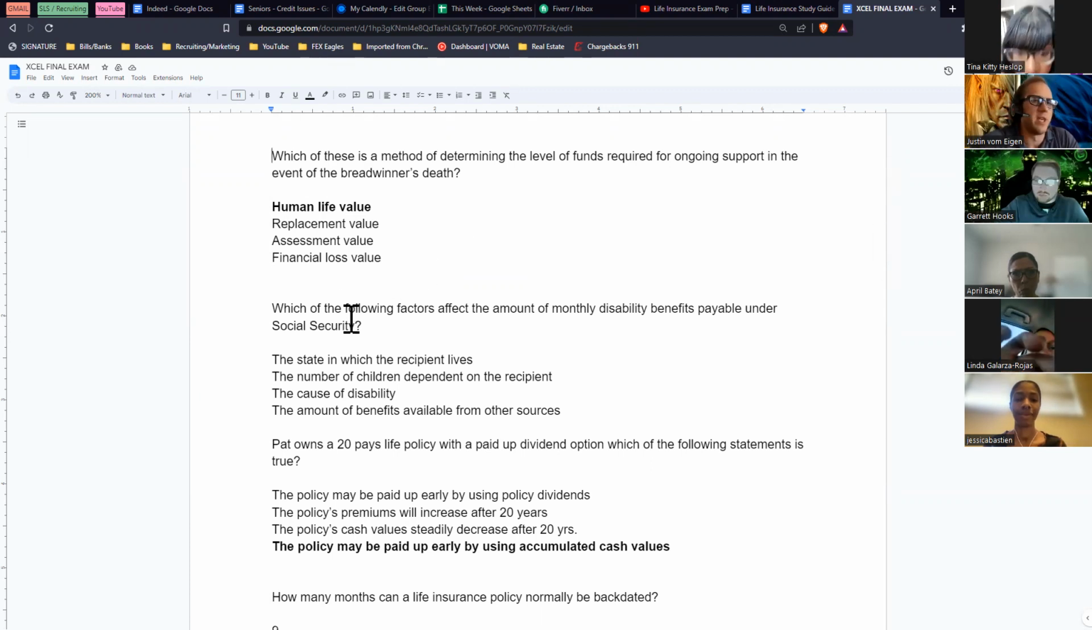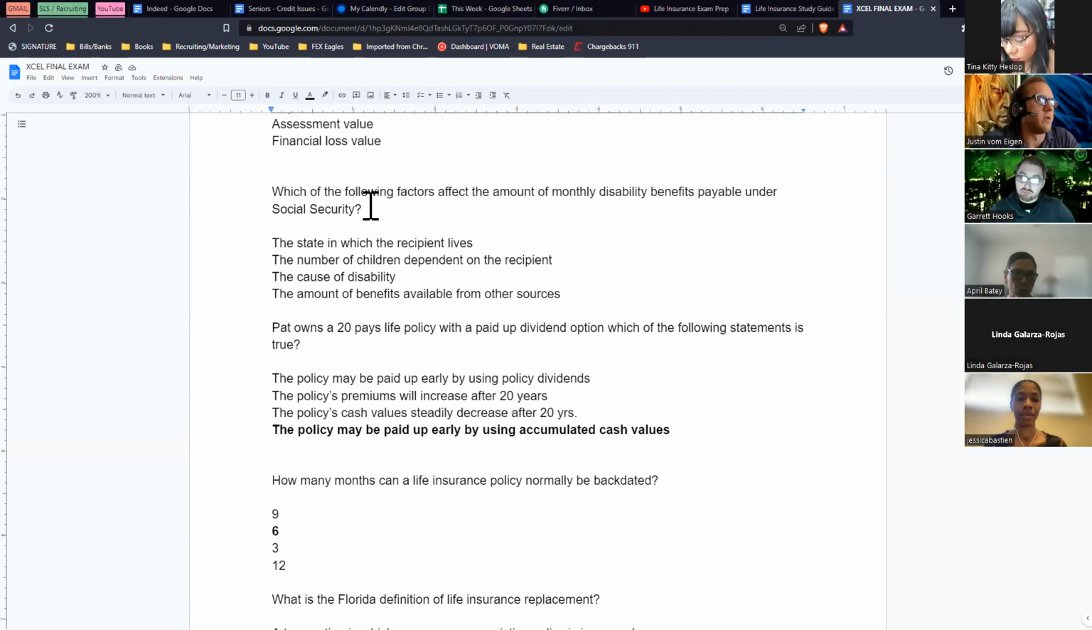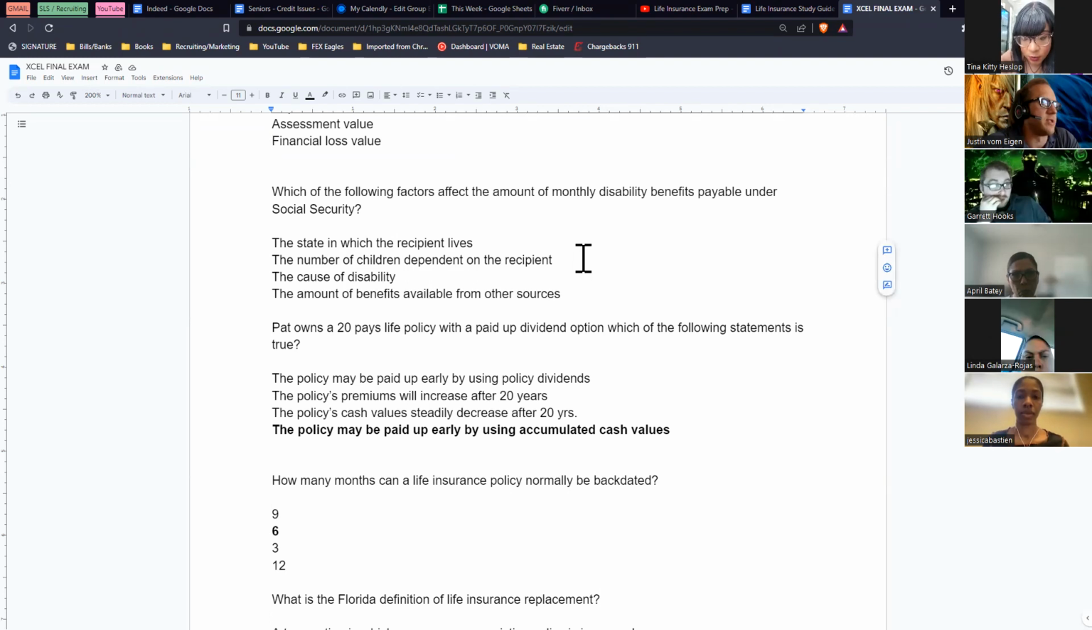All right. Everybody get that? Any questions about that, human life value? Okay. Which of the following factors affect the amount of monthly disability benefits payable under Social Security? And if you don't learn about disability on it, it's all right. This is stuff that won't hurt knowing. The state where the recipient lives, the number of children dependent on them, the cause of the disability, and the amount of benefits available from other sources.